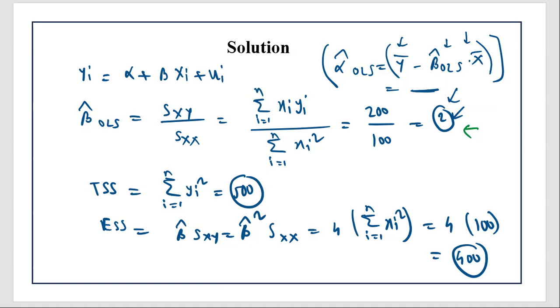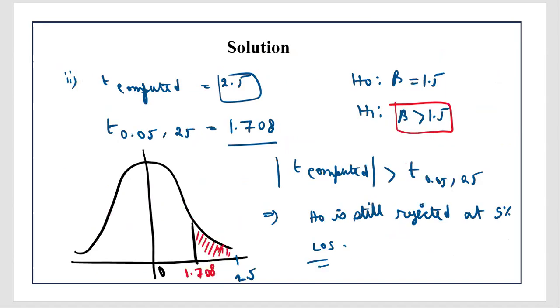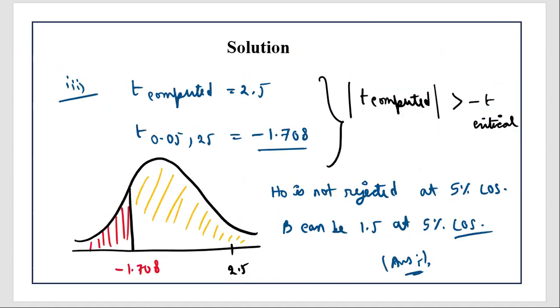We have found out TSS, ESS, RSS, estimated error variance, and then we have gone into different kinds of hypothesis testing. So we started with two tail test, then we have gone into the right tail test, and then we have gone into the left tail test, and we have seen how to tackle each of the parts, right? I hope this video is helpful to you.